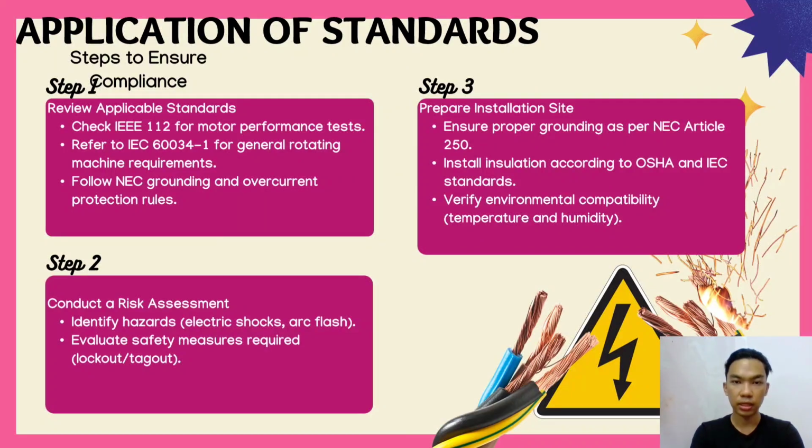Step 2. Next is conducting a risk assessment. This involves identifying potential hazards such as electrical shock or arc flash and evaluating the safety measures needed, like implementing lockout or tagout procedures. Then comes preparing the installation site, step 3. This step ensures proper grounding as per NEC Article 250, installing insulation according to OSHA and IEC standards, and verifying that the environment is suitable in terms of temperature and humidity.